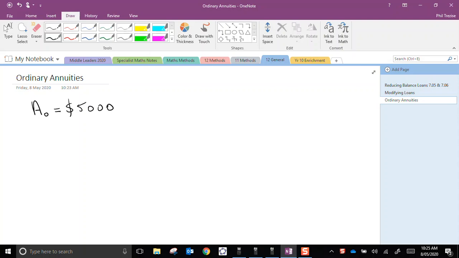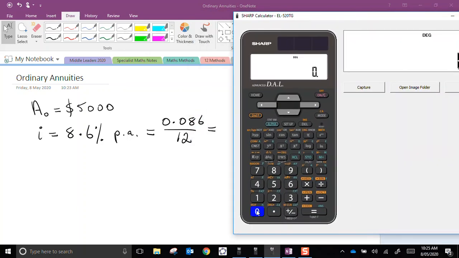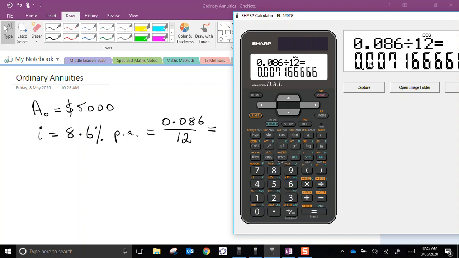The interest rate is stated to be 8.6% per annum, but it's compounding monthly. So first convert to a decimal and then divide by 12. Now let's do that on our calculator here. So 0.086 divided by 12, and we can see the number here runs on a long way.